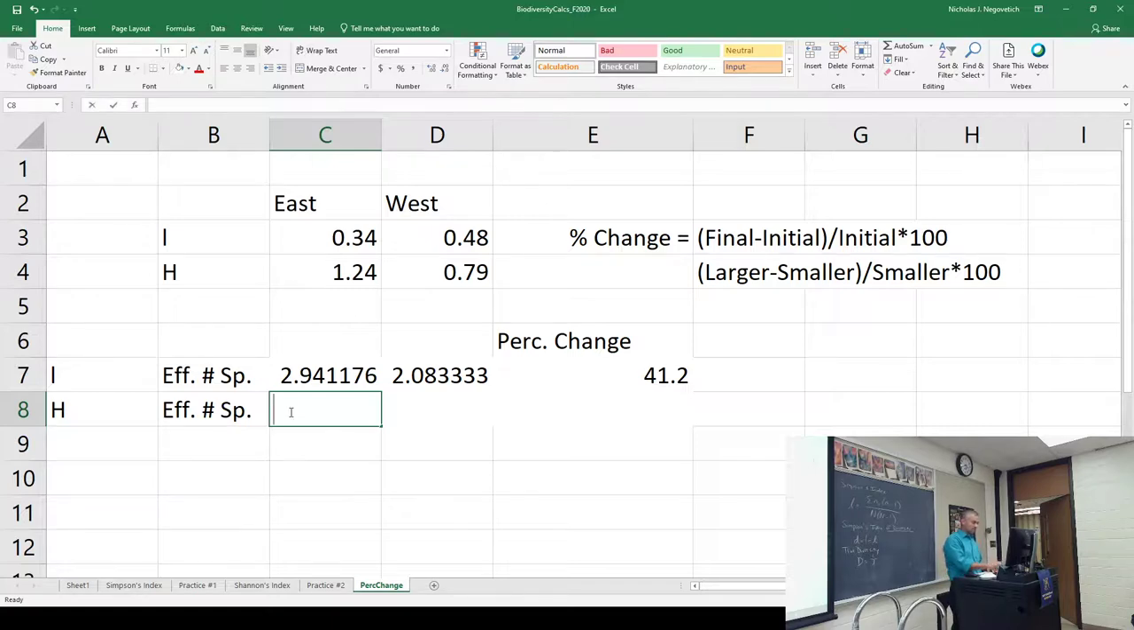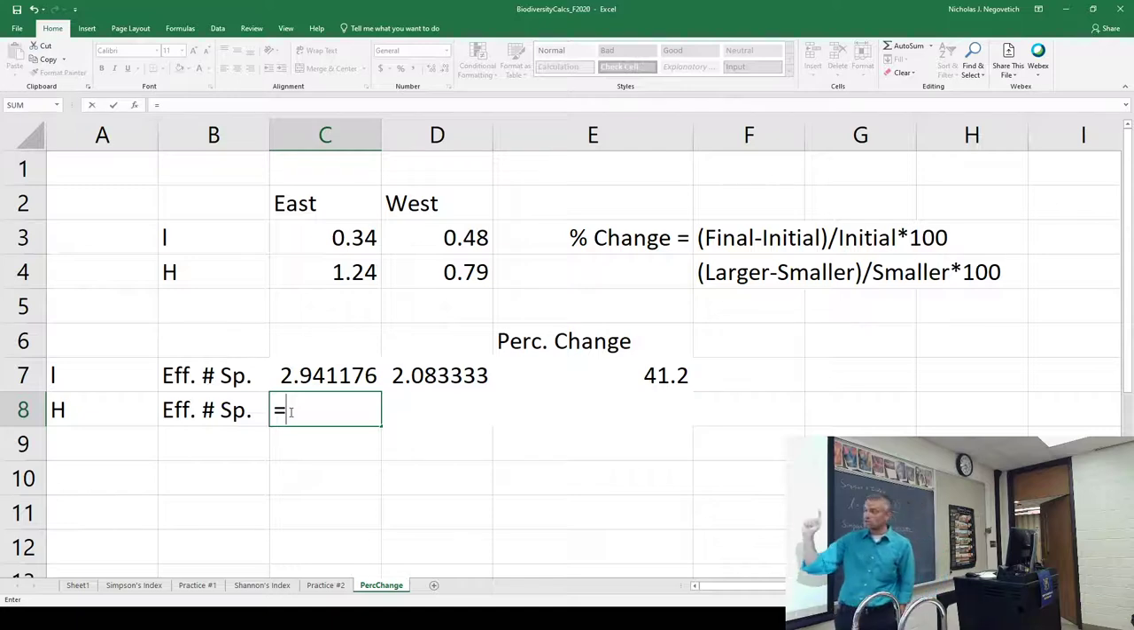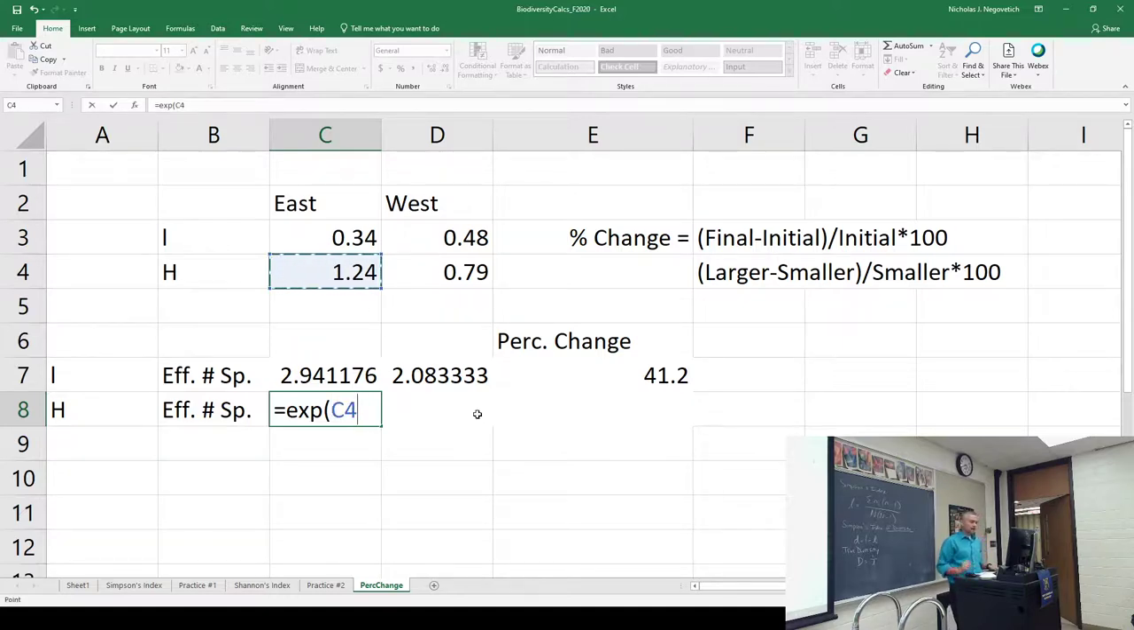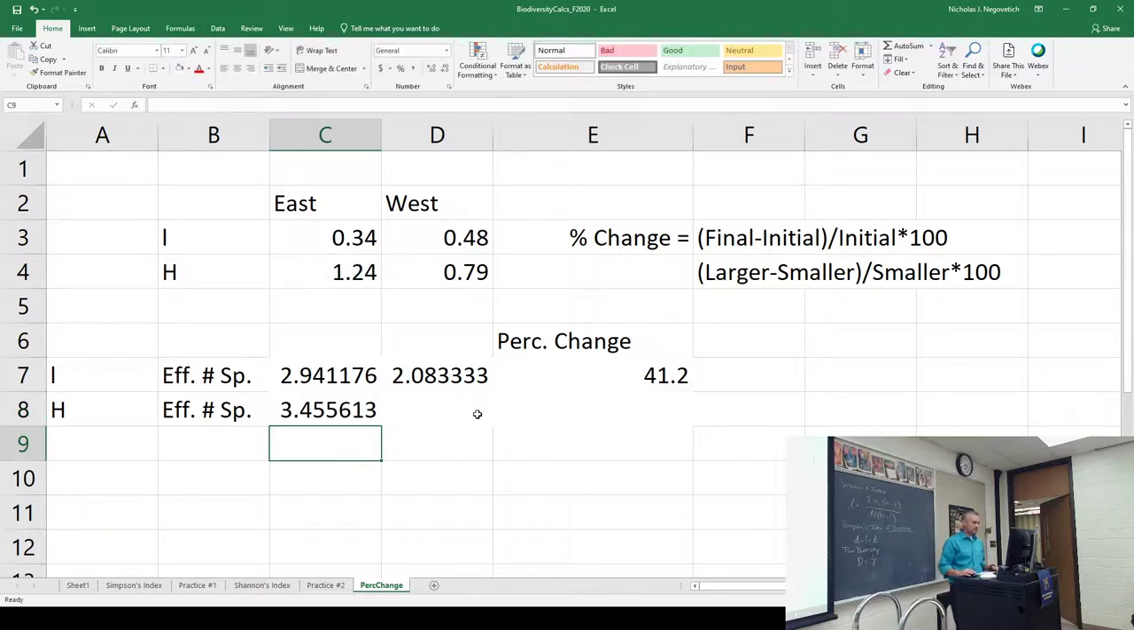What about for Shannon's? Well, we need our effective number of species. What's our effective number of species? E to the H. How do we get E to the H? EXP. That's our function. Click on that. The EXP of our Shannon's index, 3.455 and 2.20. So again, I just filled it across.